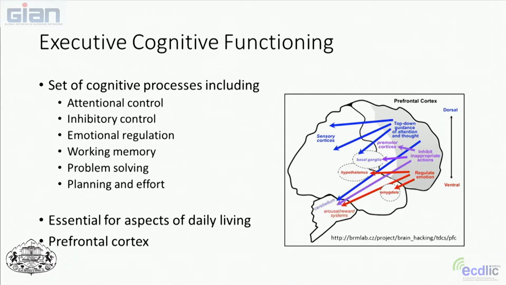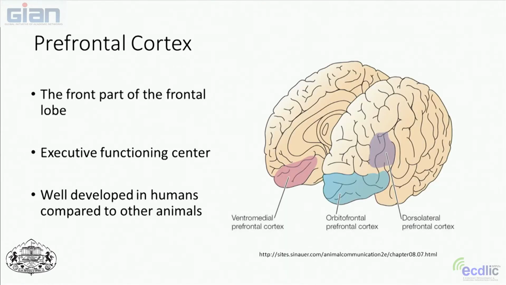And this system is also going in, and you can see from the arrows here, it's regulating a lot of what happens in our emotional system and our reward systems. So again, the prefrontal cortex is the center for executive functioning. It's well developed in humans compared to animals. There are a few places in the brain that we focus on when we do imaging. One is the ventral medial prefrontal cortex, which sits here closer to the midbrain.